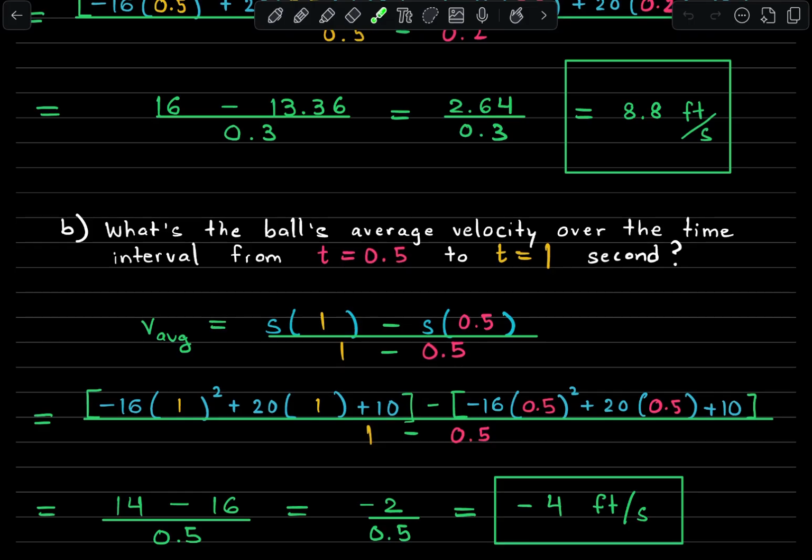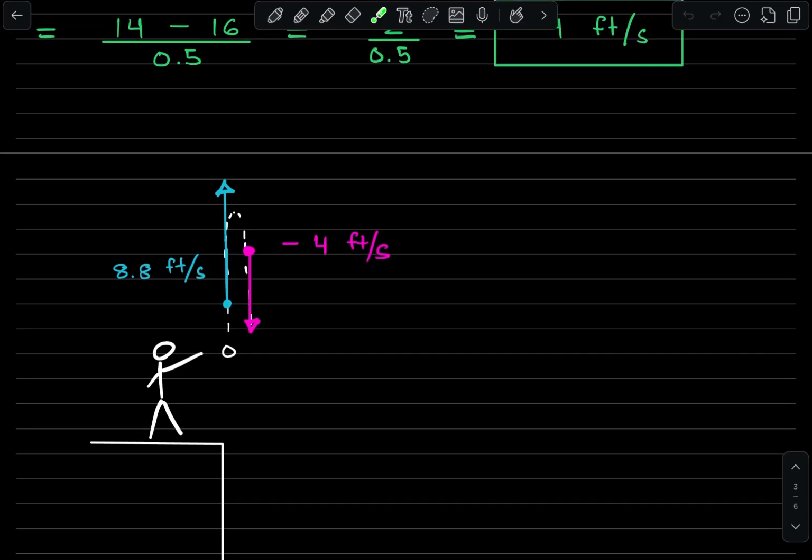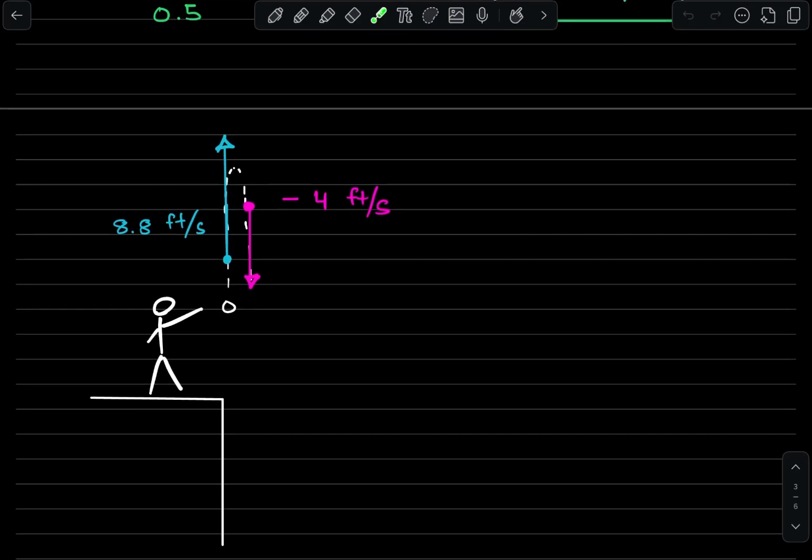You can go ahead and simplify that algebraically, and you're going to see that this time we get -4 feet per second. Initially we got a positive value, now we're getting a negative value. So let's think about why that would make sense first. If we're throwing up a ball from this platform, on our initial duration in time between 0.2 and 0.5 seconds, we might calculate positive 8.8 feet per second as the ball is going up.